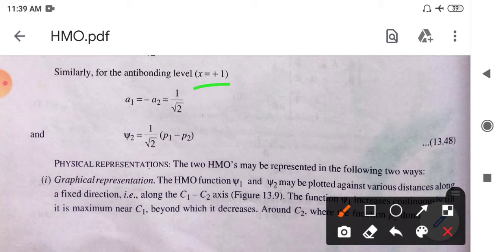Then we try to find out the value of A1 and A2, which comes out to be what? A1 is equal to minus A2, meaning for A1 we get the opposite value of A2. Okay, so A1 is equal to minus A2. So A1 and A2 are equal to what? 1 upon root 2, but the sign for A2 is different, meaning minus.